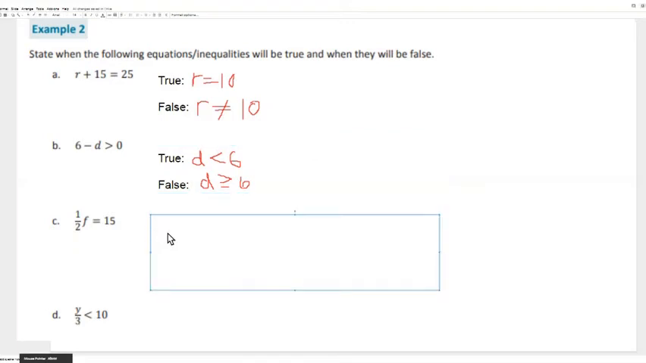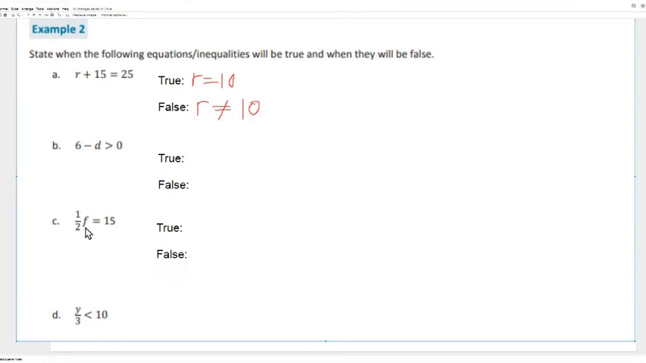All right, so let's go down to C, kind of the same thing. What would make this true? What would make this false? And so we've got to think about it. Remember, this means multiplication. 1/2 times f equals 15.